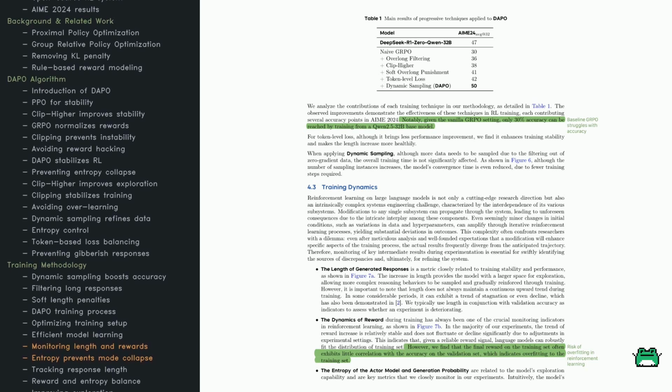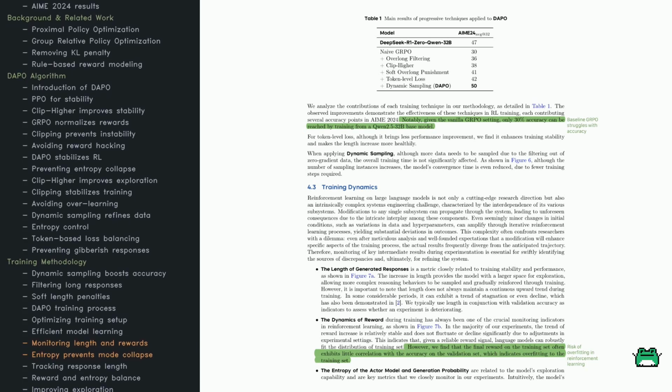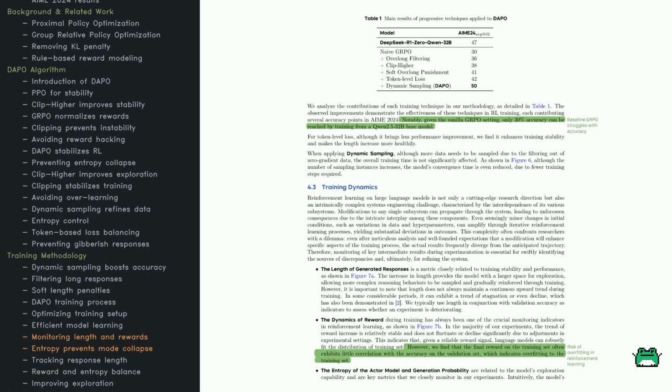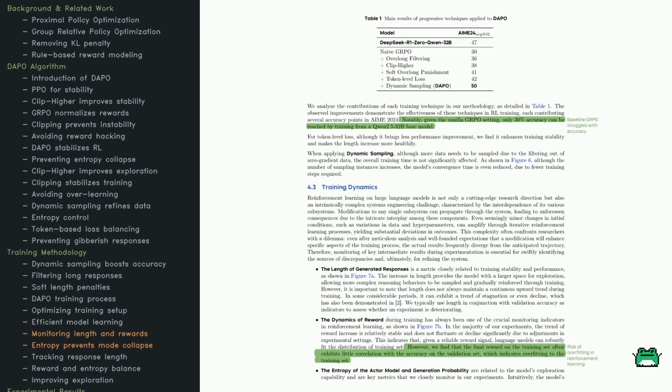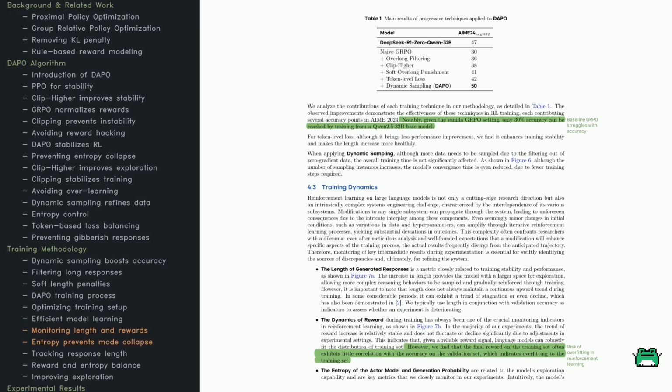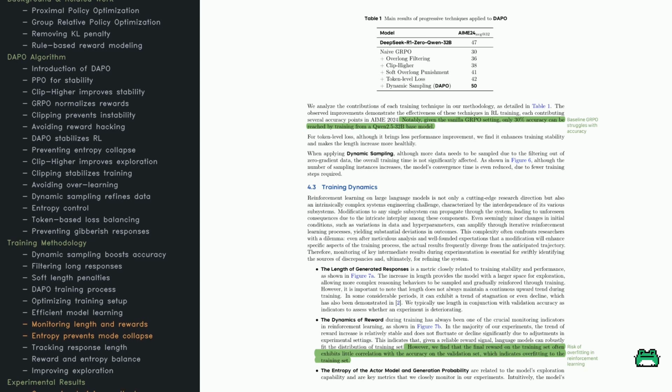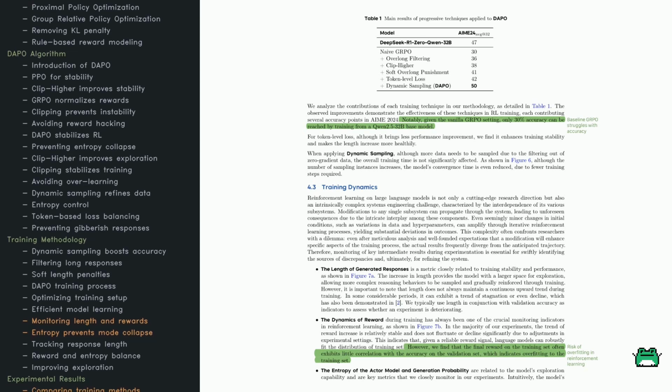But dynamic sampling, DAPO's signature trick, provides the real boost. It cuts out the useless samples without slowing training, so even though you have fewer but more relevant samples, you actually learn faster. That's how the model hits 50%, surpassing DeepSeek's best. More data alone isn't the magic bullet.